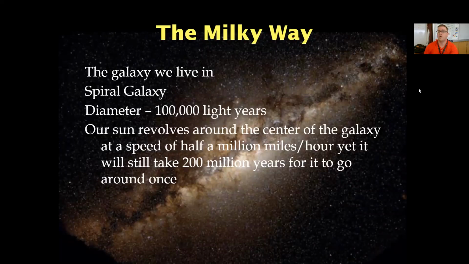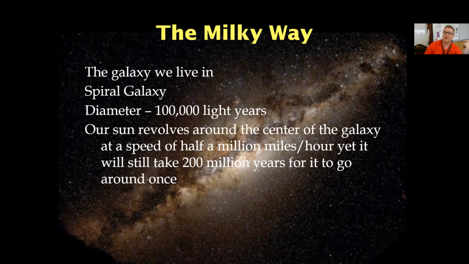This is ours, the Milky Way galaxy. We live in this. This is just some really good background info about it. It's a spiral galaxy. Its diameter is 100,000 light years. That means to go from one side of the Milky Way to the other, traveling at the speed of light, it would take you 100,000 years.